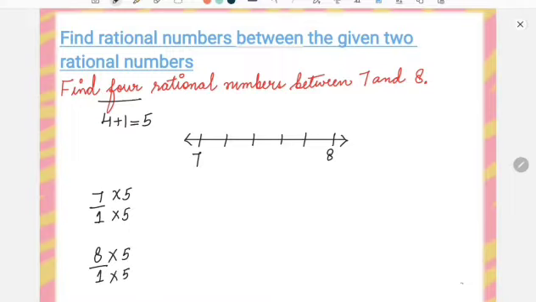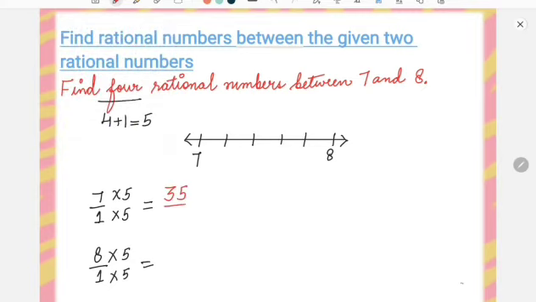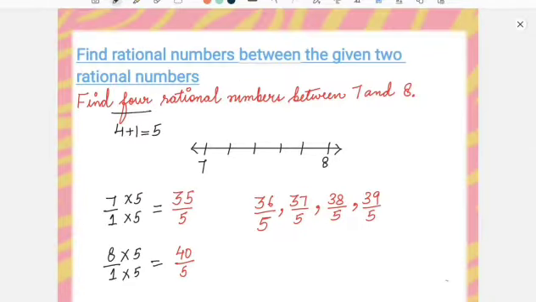The answer we are going to get is, हमें क्या आंसर मिलेगा इससे? 35 by 5 and 40 by 5. Now can you find 4 rational numbers between them? क्या इनके बीच में 4 rational numbers निकल सकते हैं? कैसे निकलेंगे? 36 by 5, 37 by 5, 38 by 5 and 39 by 5. Okay, so I hope you have understood how to find the 4 rational numbers between 7 and 8, right? The 4 rational numbers we got are 36 by 5, 37 by 5, 38 by 5 and 39 by 5.